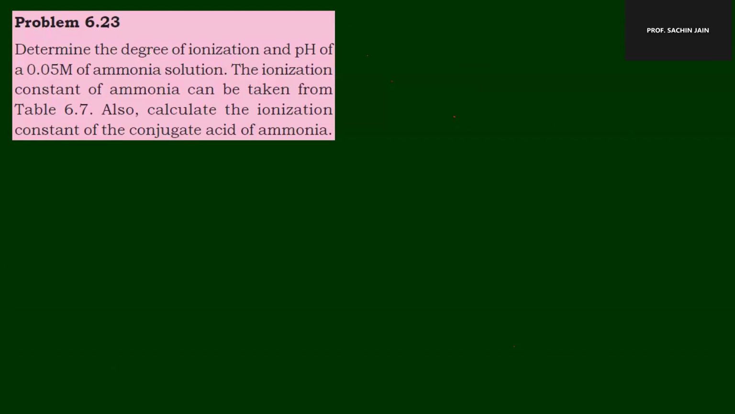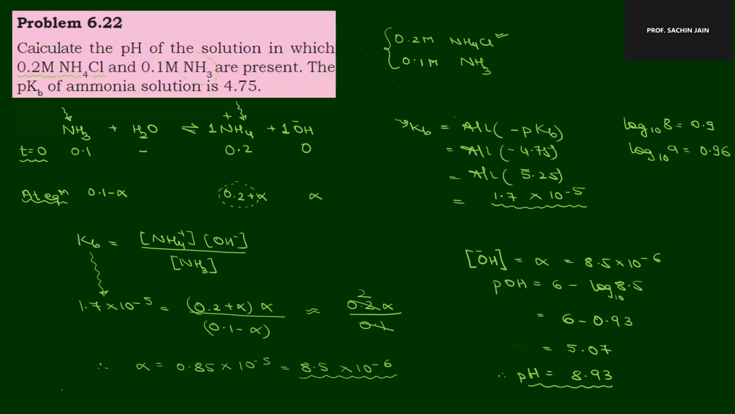Next, determine the degree of ionization, meaning alpha, and the pH of a 0.05 molar ammonia solution. Ionization constant of ammonia can be taken from the table. So Kb value is given in the table that we have to just take from the data, and calculate the ionization constant of the conjugate acid of ammonia. Now the initial part is very simple. You have to pick up the Kb value from the table and through that you have to find alpha and the pH. So just as we did in the previous one, it will be exactly the same, but now the ammonium concentration will not be 0.2, it will be taken as 0.